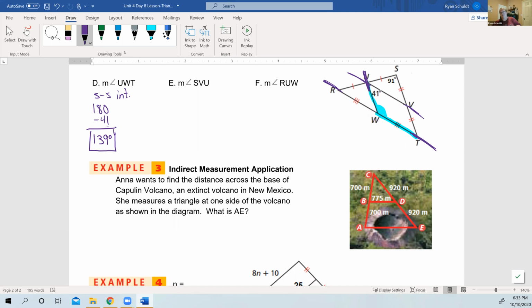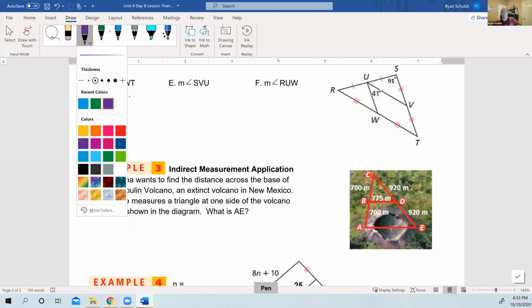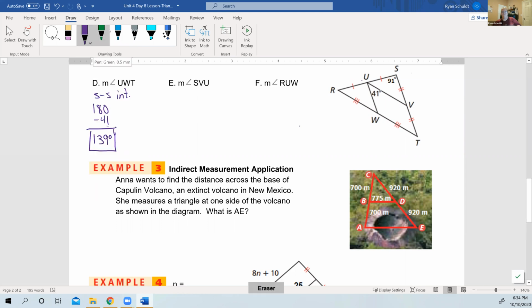So I'm going to erase my little drawings here. As we find things, we can start labeling to make our life easier. So I know this is 139 degrees right here. I know that.